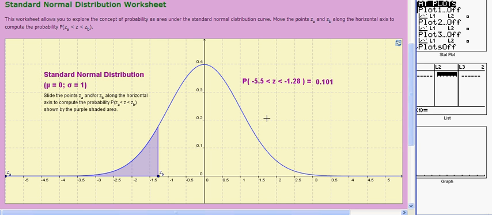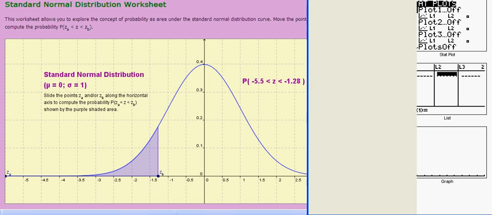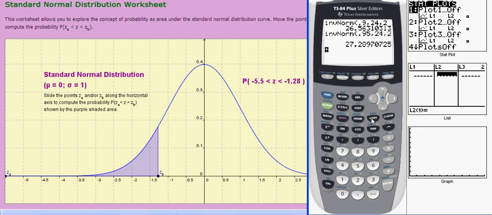So let's suppose the problem is this: what is the z-score that separates the bottom 10% of the distribution from the top 90% of the distribution? Basically we're looking for this location, this z value, that separates the bottom 10% from the top 90%. To use inverse norm to answer that question, your input's simply going to be the area to the left of z, which is 0.1, and then enter, because the calculator is going to default to mu equal to 0 and sigma equal to 1.